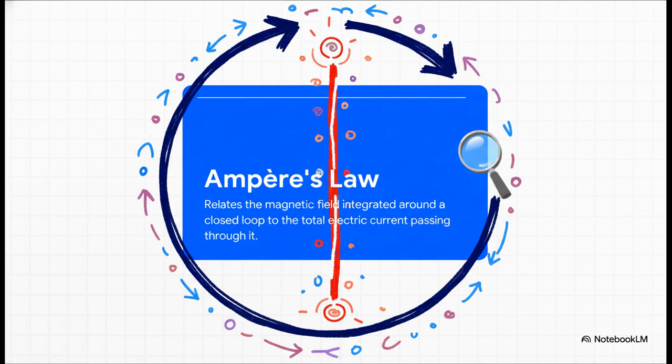Conceptually, Ampere's law says this. Imagine you take a walk in any closed loop you want. As you walk, you add up the magnetic field that's pointing along your path. The law states that the grand total you get is directly tied to the amount of electric current that's poking through the surface of your loop. It's this really cool connection between what's happening along a path and what's happening through it.